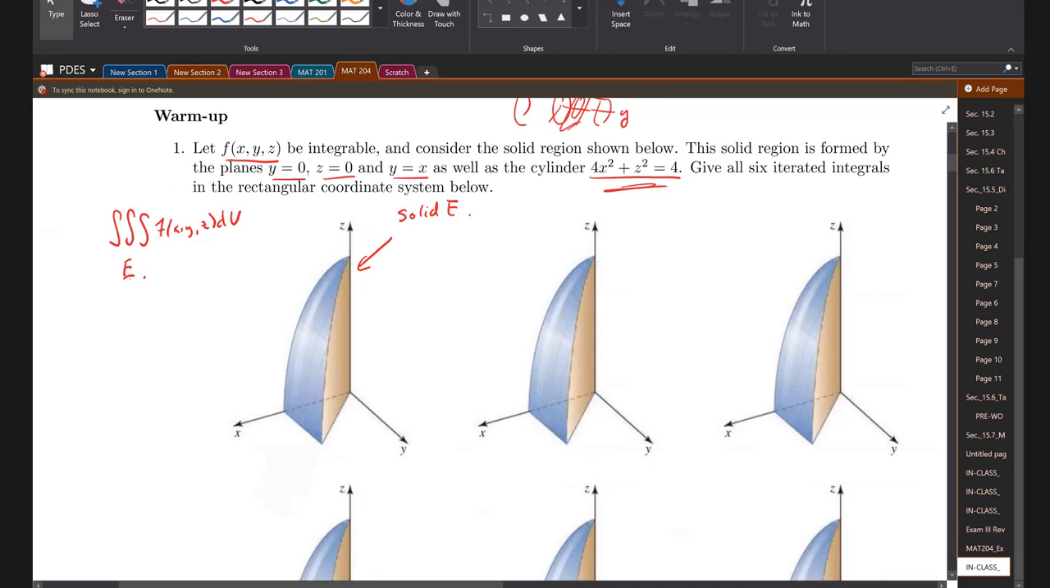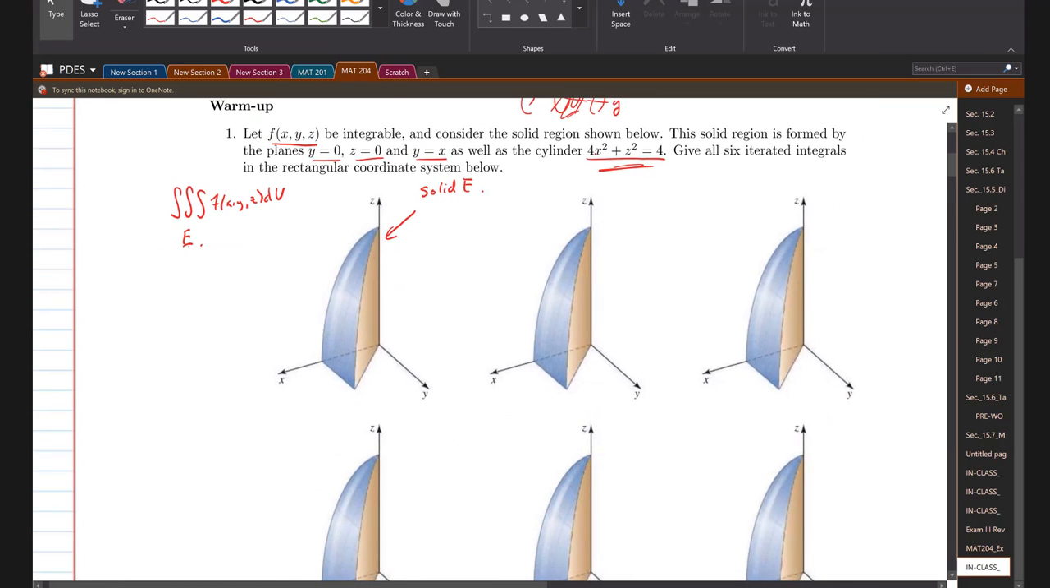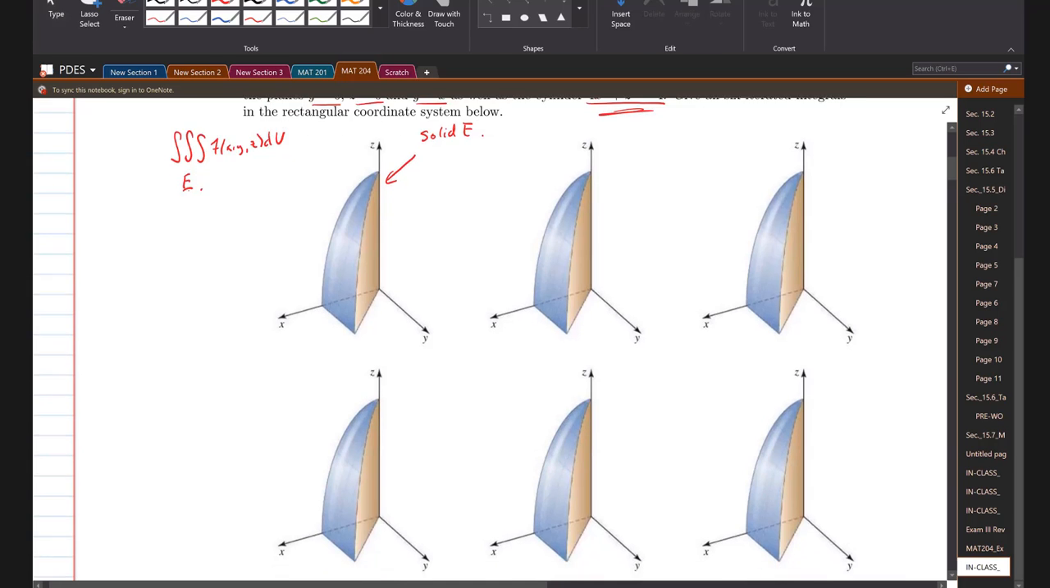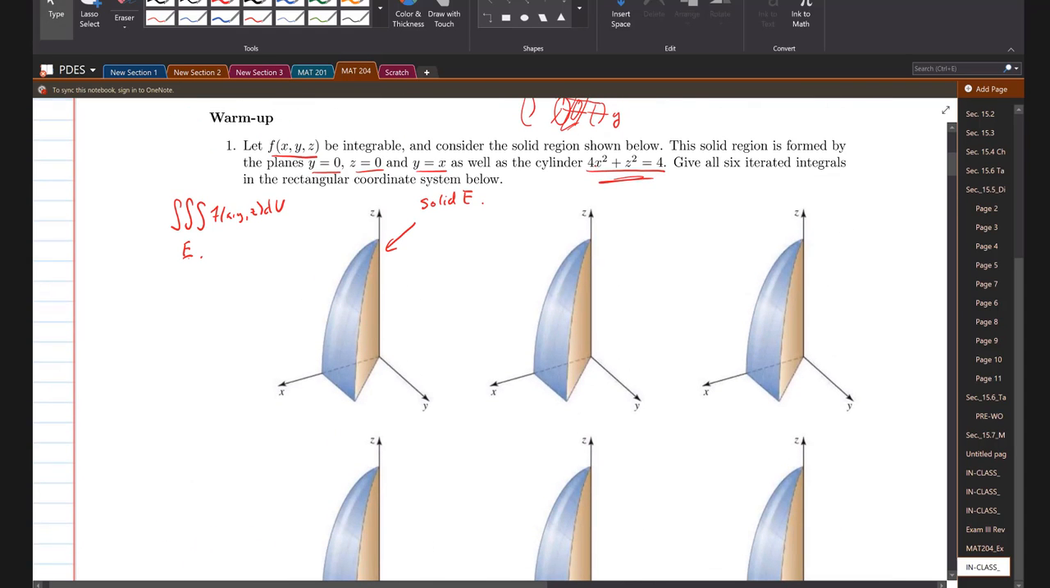Okay. The next thing I think is really, really helpful, and it's going to be helpful for this problem, is to go ahead and sketch the traces in the xz, the yz, and the xy plane. So I'm going to go ahead and sketch their traces. I'll start off with sketching the trace in the xz plane. The xz plane is where y equals 0. That puts us in this plane right here.